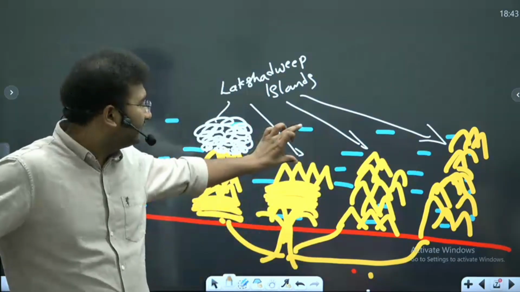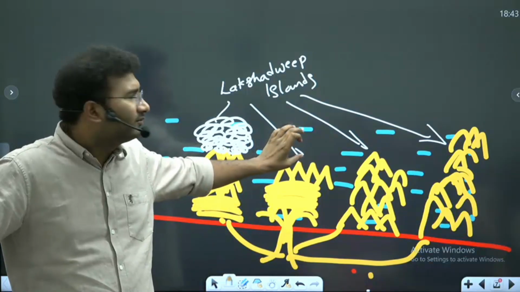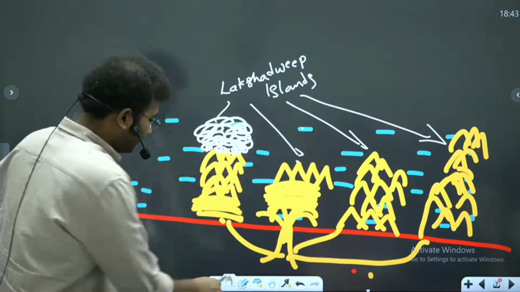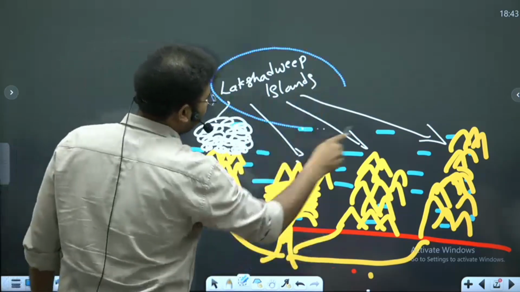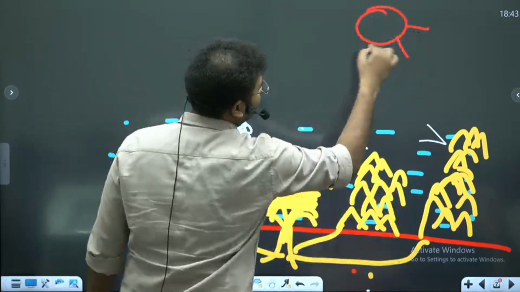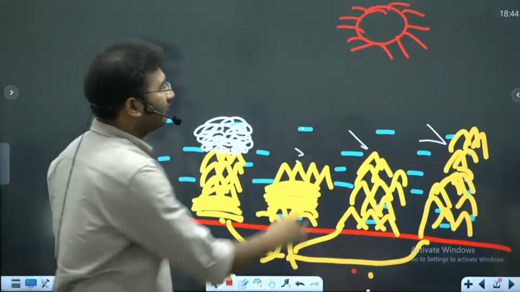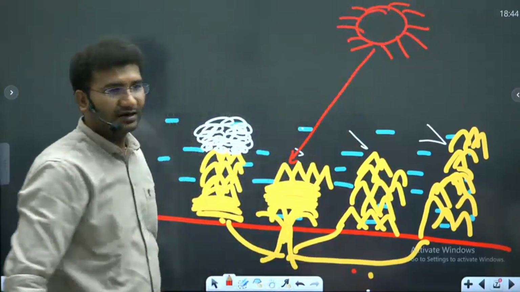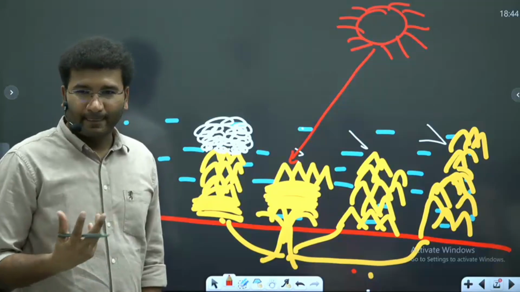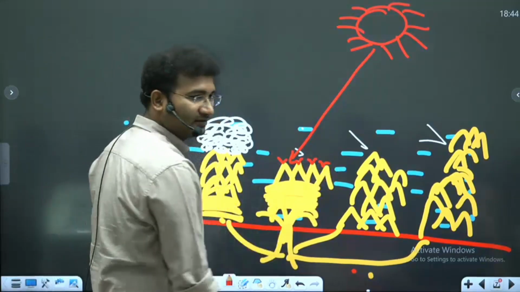And what is the depth of this water? Not more than 10, 20. Some areas it is 5 meters, some areas 20 meters. So when you have such kind of landforms and the depth is not more than 100, 150, 200 meters, or 10, 20 meters, if there is a good amount of sunlight, can't it pass through 30 meters, 20 meters, right? Photosynthesis can be there. Can it not grow some plants here?